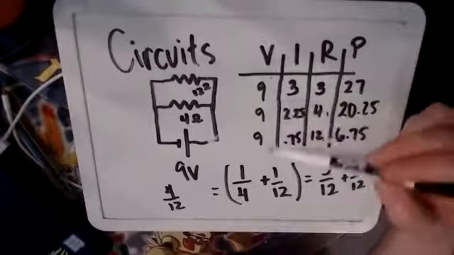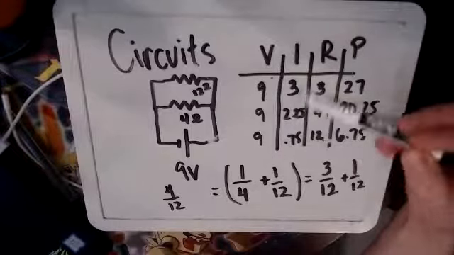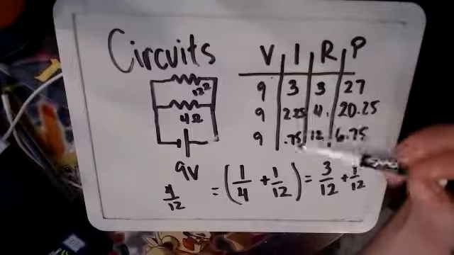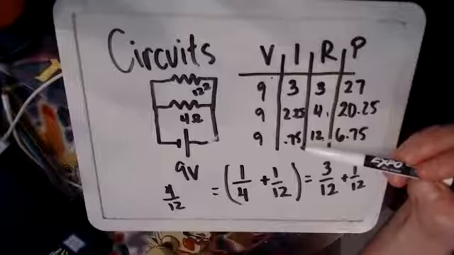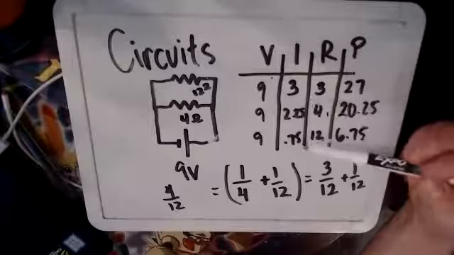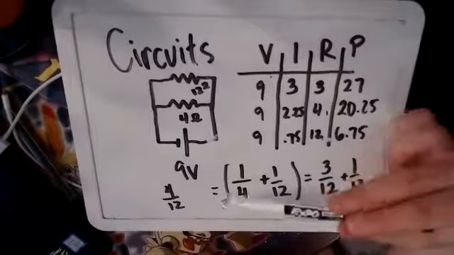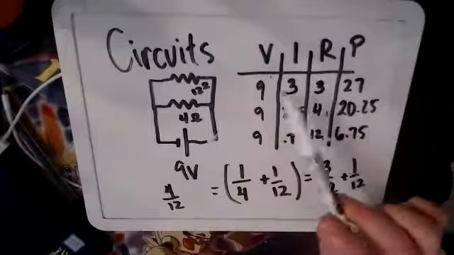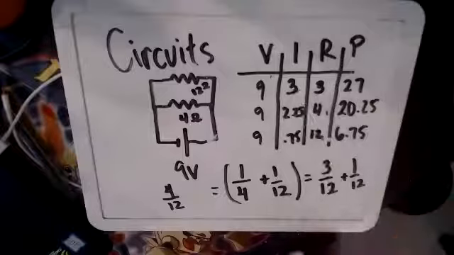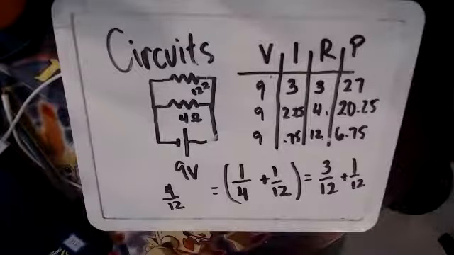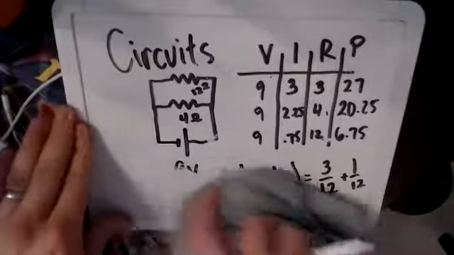We use the loop rule to find these 9s. We use the junction rule to do this. We use Ohm's law to fill in as much as you can, and then you let the rest take over. I showed you an alternate way to find the total resistance, which allowed you to find the total current. But that's your introduction to basic circuits, parallel and series.